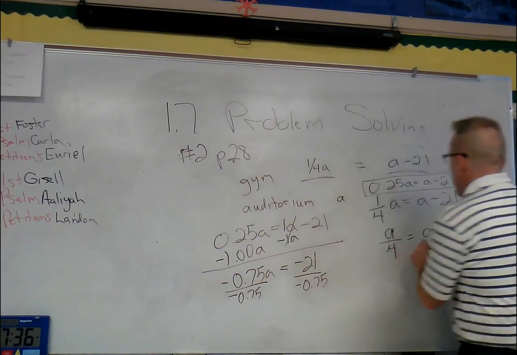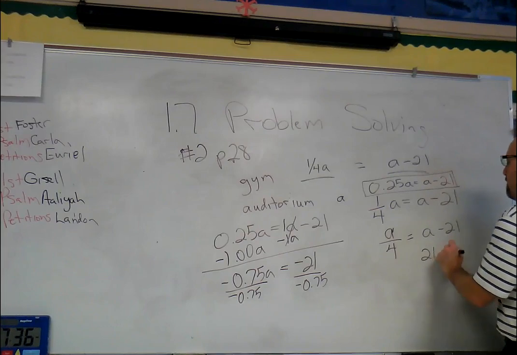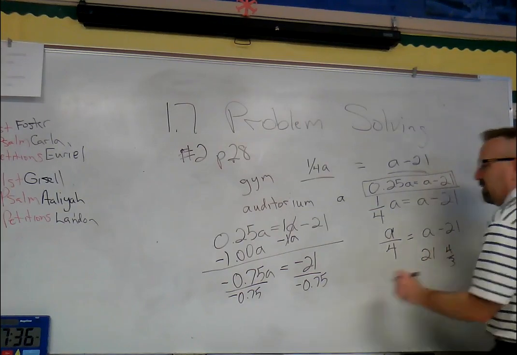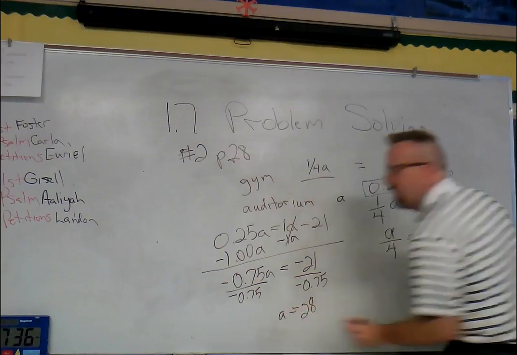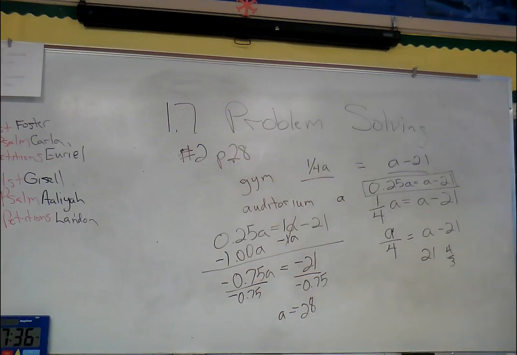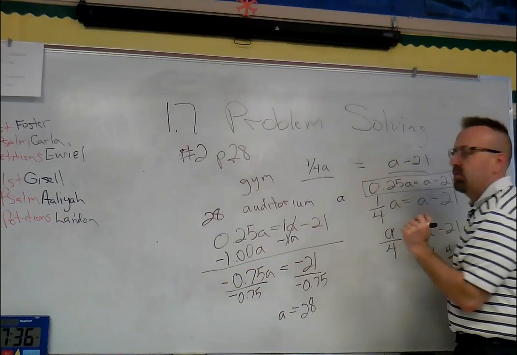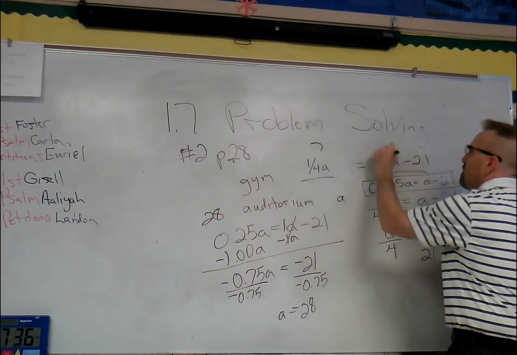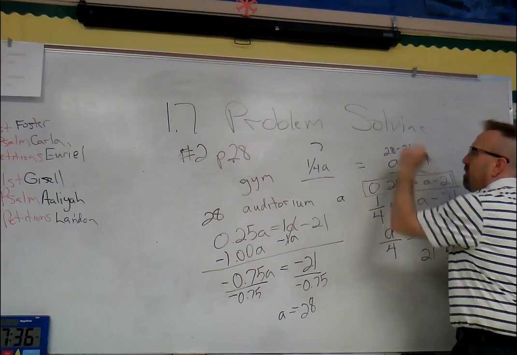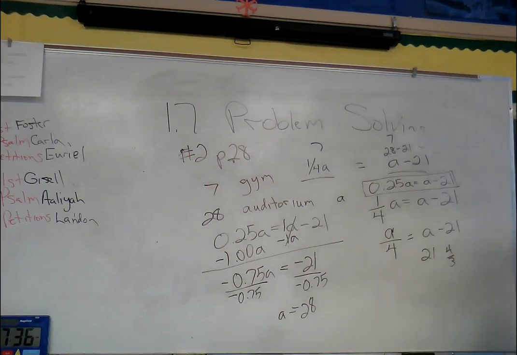I'm going to come over here. We're not going to use the calculator, so I'm going to treat it as a fraction. Okay, that's what that was. So it comes out to be 28. So the auditorium is 28. Okay. Now, let's check here. What is 1/4 of 28? 7. What's 28 minus 21? 7. So our auditorium is 28 years old, and the gym would be 7 years old.